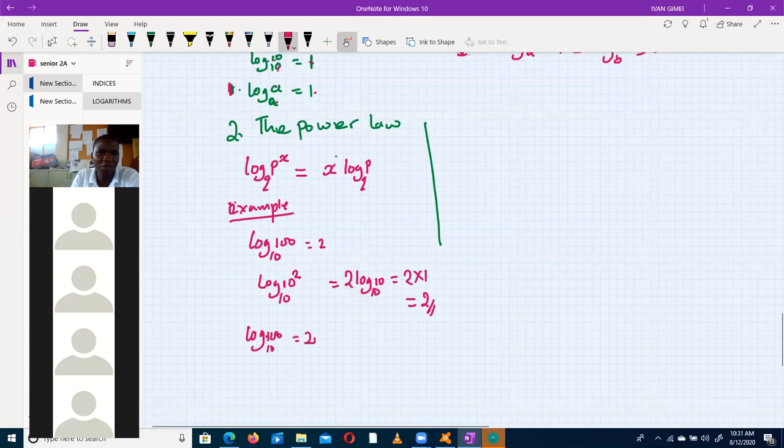But of course, you can also use the indices that we covered earlier. Just say 10 to the power of 2 is the same as 100, like that. Or we can use this argument.